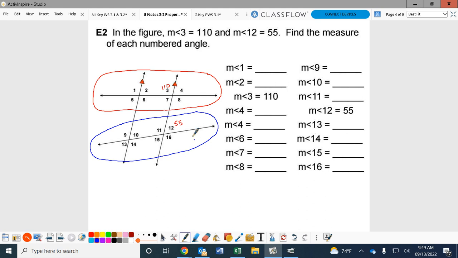You tell me up here in the top, where we've got the 110, what other angles are going to be 110, guys? 1. Perfect. That's corresponding. What else? 8. 110. What else? I heard the other one. 6. 110. See the zigzag? Zigzag. Lightning bolt. There you go.